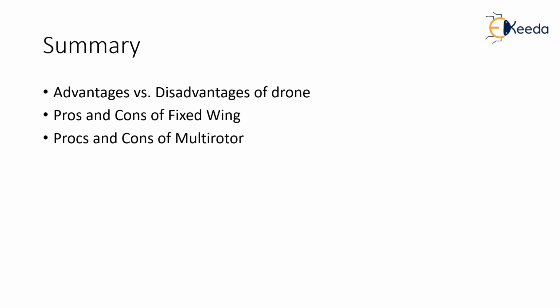What we learned in this lecture today is, along with understanding whether a drone can be used based on its pros and cons, what kind of drone can be used for a particular requirement. This will be very useful in the future when you're working on different applications. To summarize, we learned the advantages and disadvantages of a drone, a fixed wing, and a multi-rotor. In the next chapter, we will be looking at the main components of a drone.